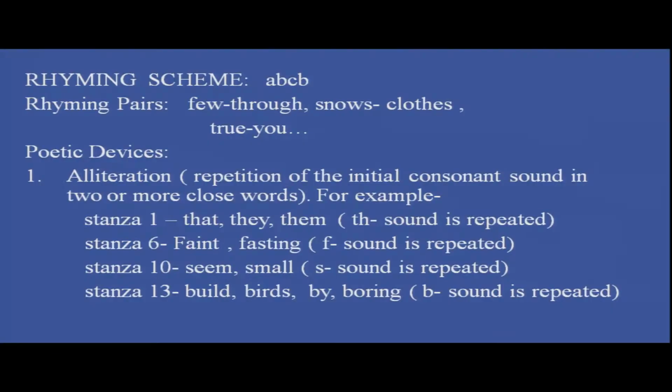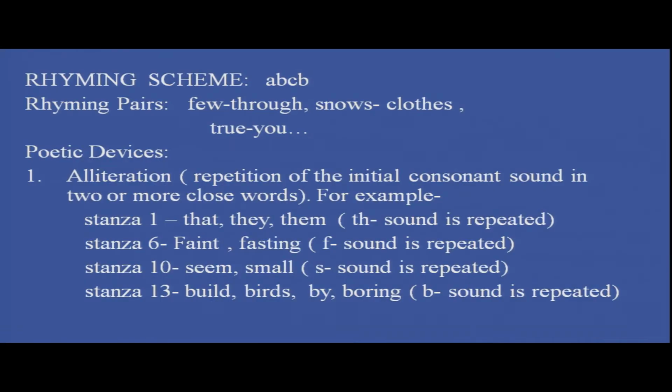You see the last word of the first line. The last word of the first line is Northland. The last word of the second line is few. The last word of the third line is winter. So if you see these three words, they don't rhyme. But if you see the fourth one, it rhymes with the second. So that is the reason we have seen the rhyming scheme to be ABCB. This is how we work out the rhyming scheme.